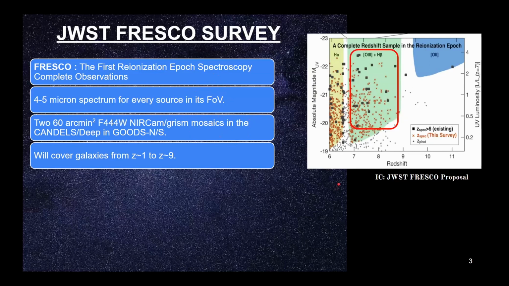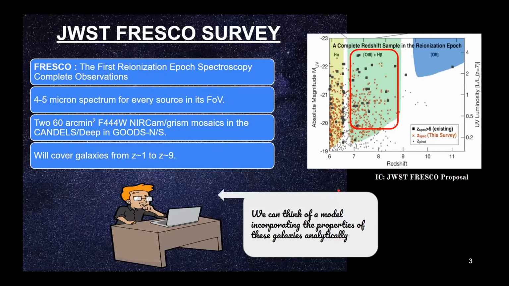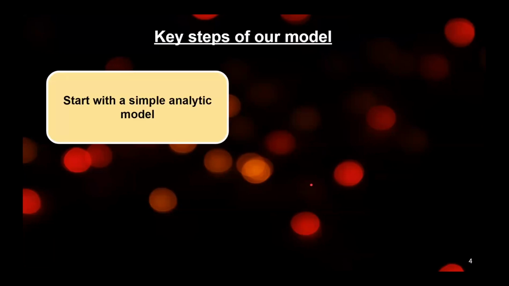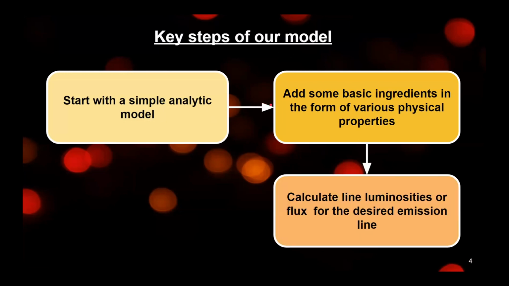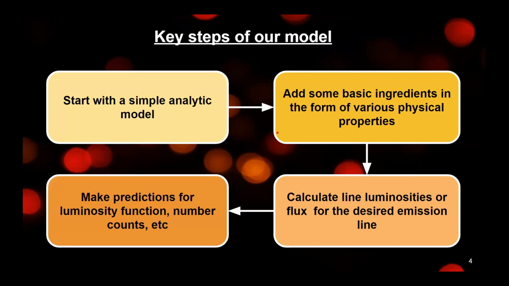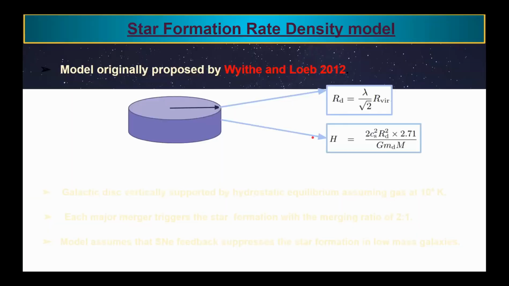The possible emission lines we could get from that are doubly ionized oxygen and the H beta line. So what I did is I tried to make a model which can incorporate the properties of these galaxies. There were 4 key steps involved in my analysis. I started with a simple analytic model where I picked a star formation rate density function model. Then I put in some ingredients in the form of physical properties of those galaxies. I calculated line luminosities and flux ratios for those galaxies. And finally, I calculated luminosity functions and number counts.